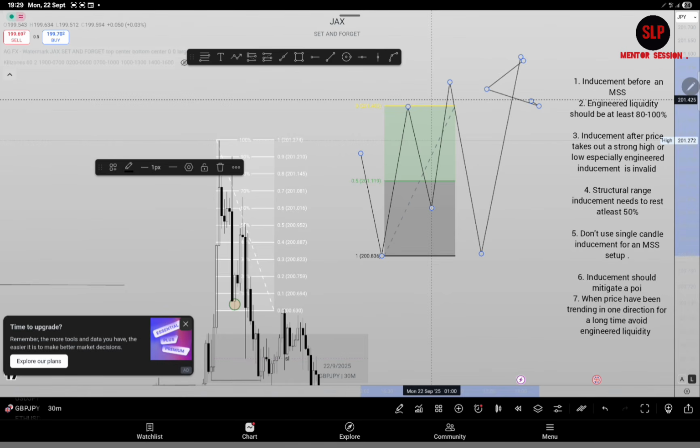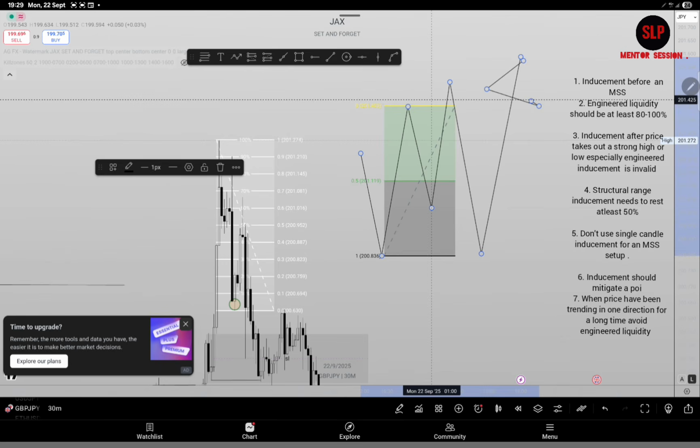For a high probability setup, make sure your inducement always breaks structure or forms a double high or a double low. If you want to take engineered liquidity, you need to make sure it at least creates a double top or a double bottom. Sometimes they are not perfectly in sync, so make sure it at least retraces 80 to 100% of the Fibonacci before falling back to your point of interest.